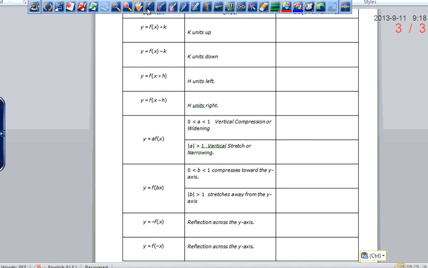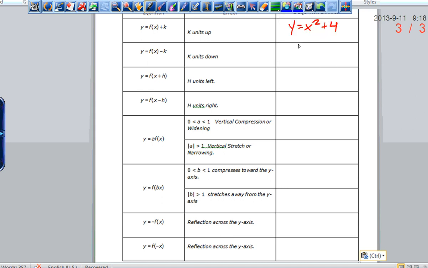Alrighty, let's go ahead and start with a couple of examples here. That's what the whole right column's for, is writing a couple of examples of each one. So for the first one, how about y equals x squared, and then since we're going up, what should I write? Plus 4. Beautiful.